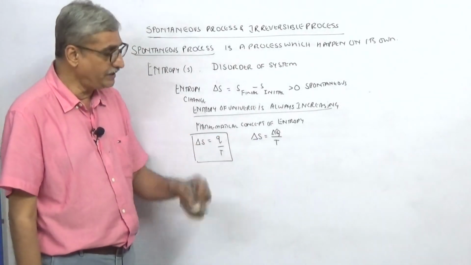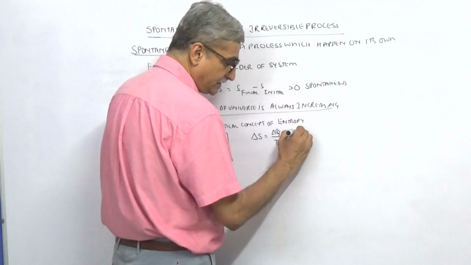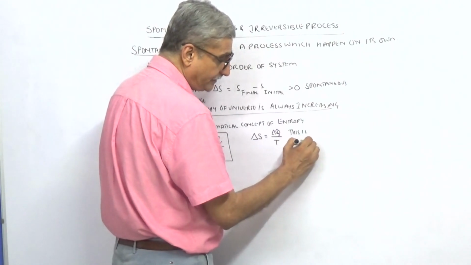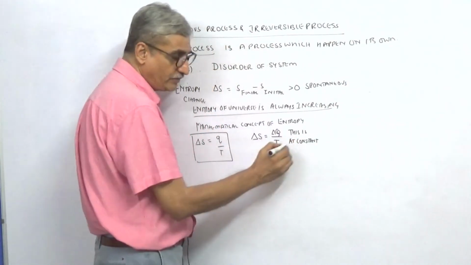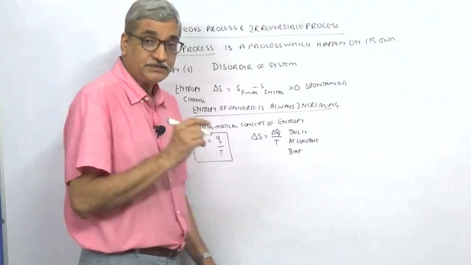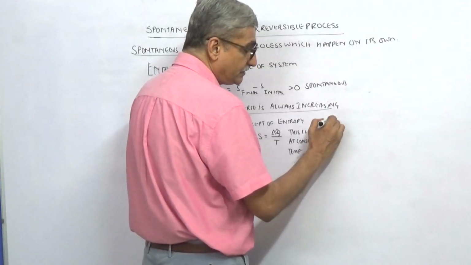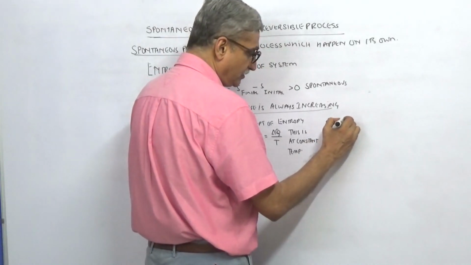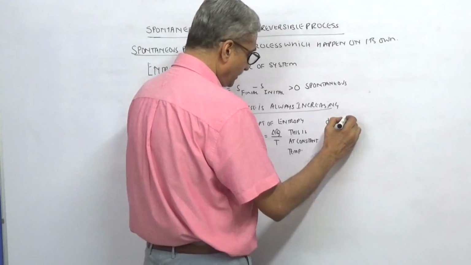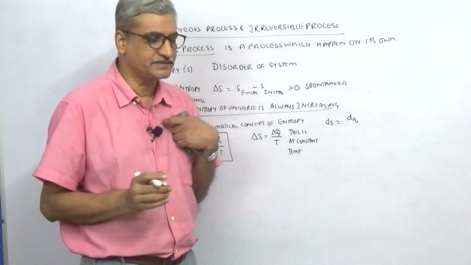So delta S becomes equal to delta Q by T. Now when it's delta Q by T, the condition is that this is at constant temperature. So this equation delta Q by T is valid at constant temperature. When the energy change is not taking place at constant temperature, then dS is equal to dq by T, when the amount is very small.